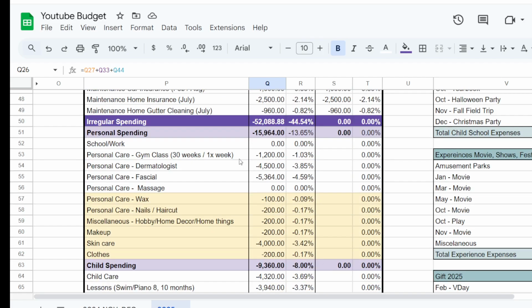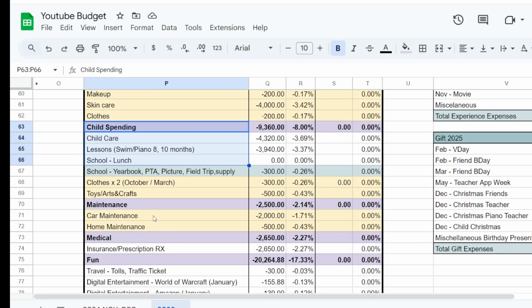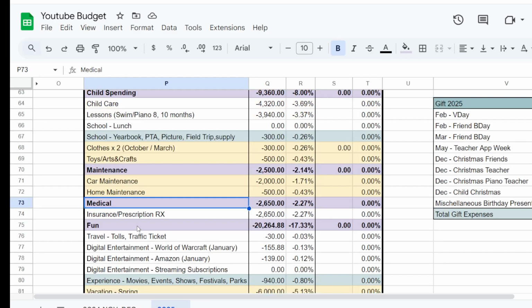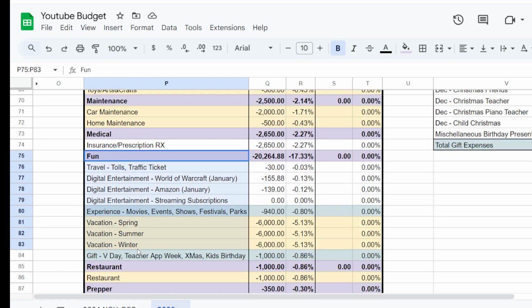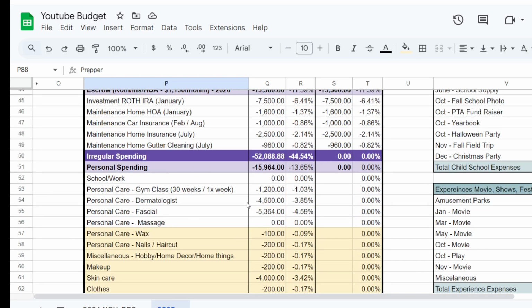So when it comes to irregular spending, I broke it up into my personal spending, my child spending, my maintenance for car and home, my medical expenses, and then here's my fun money, which is all entertainment and frivolous spending, my restaurant and prepper spending.